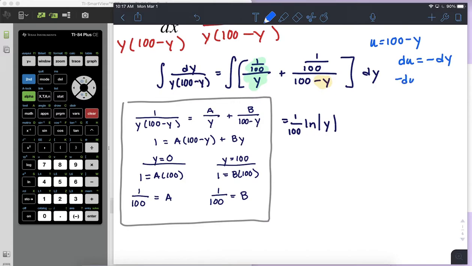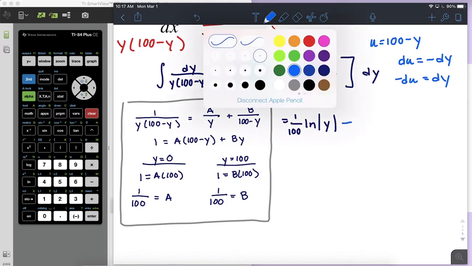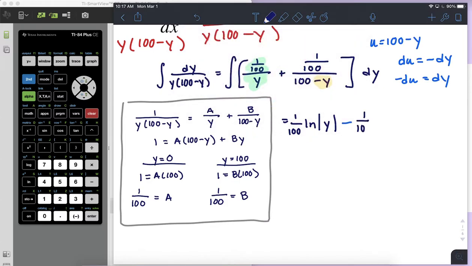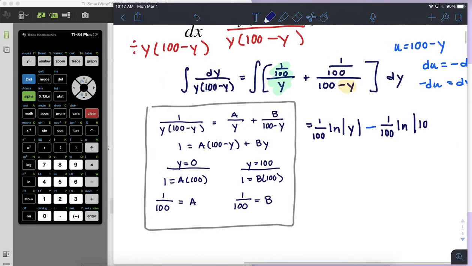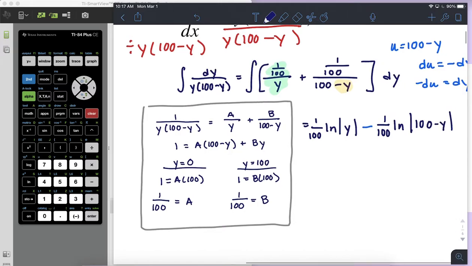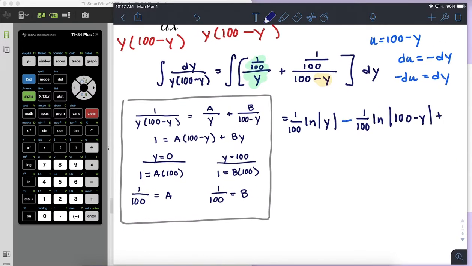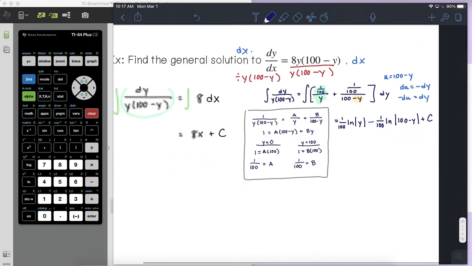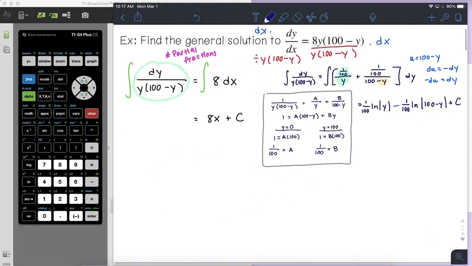So I would want to plug in a negative du equals dy. I'm not going to do the full integration with substitution there, but because of that negative du part, I'm going to get a negative in between my natural logs. Then I'm going to have 1 over 100 times the natural log of 100 minus y, since that's in the denominator. And since I'm off to the side and this is an indefinite integral, I'm going to add my constant of integration. Now when I zoom back out so we can see the whole problem, I'm going to take this stuff and plug it in for the integral over here.